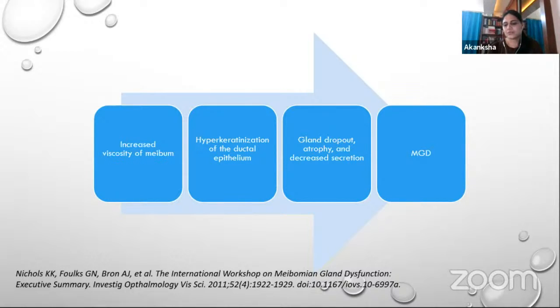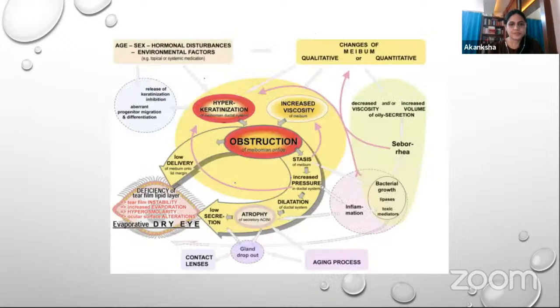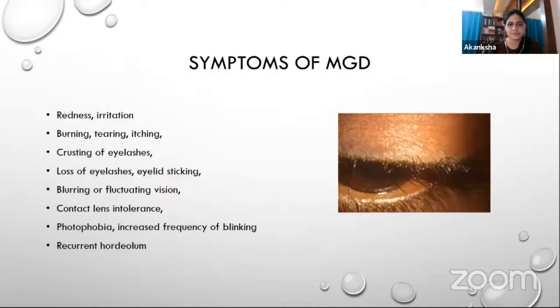And then what we end up with is called Meibomian gland dysfunction. So it's not a single-factorial disease. There are multiple factors involved, starting from age, influence of hormonal disturbances, and environmental factors. They all would cause some amount of hyperkeratinization and obstruction. And like a vicious cycle, this keeps going on. The stasis of the meibum leads to dilatation, again leads to atrophy, and leads to low secretion of the meibum. Of course, there are other factors like contact lenses and the aging process, as I discussed, which also affect this.